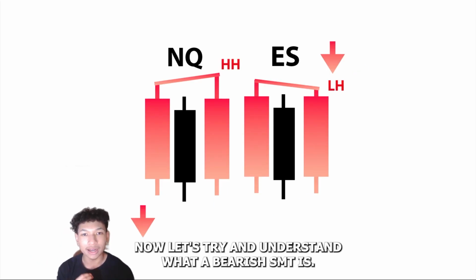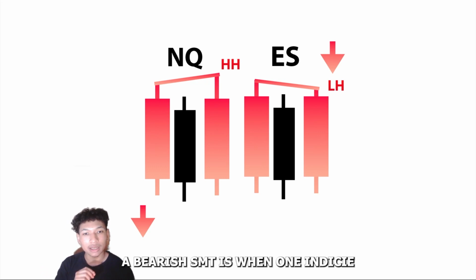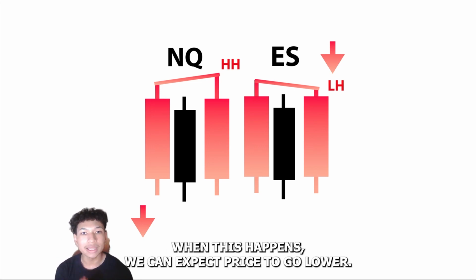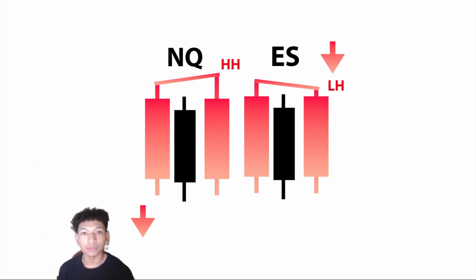Now, let's try and understand what a bearish SMT is. A bearish SMT is when one indice makes a higher high and the other indice makes a lower high. When this happens, we can expect price to go lower.